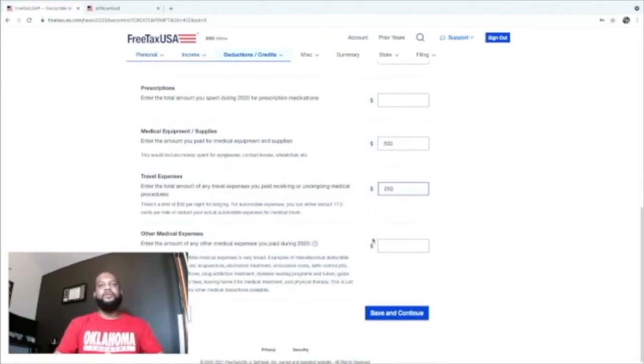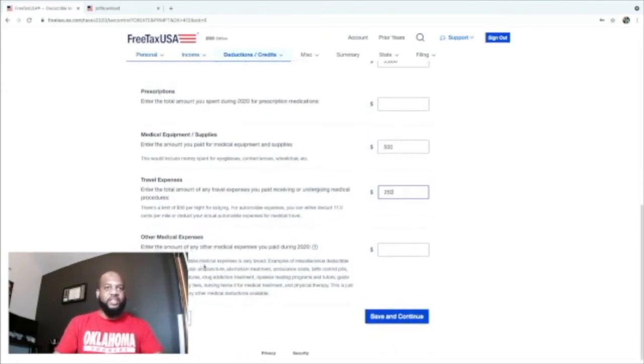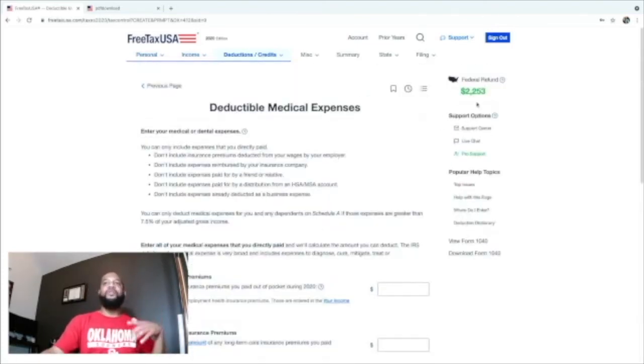All right. Other medical expenses. The definition of deductible medical expenses is very broad. Examples of miscellaneous deductible medical expenses include acupuncture, alcoholism treatment, ambulance costs, birth control pills, childbirth classes. Look, I went to rehab. It cost $20,000. There you go. Okay, so now we at 2,253.